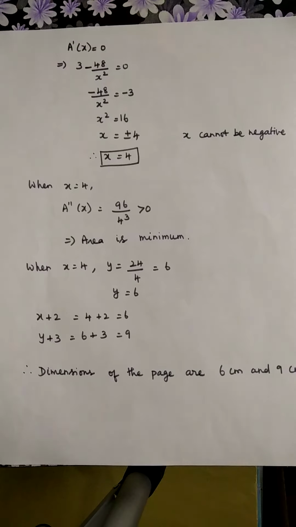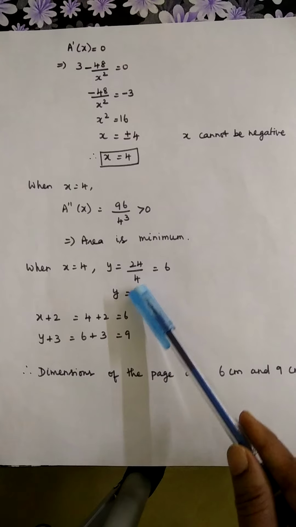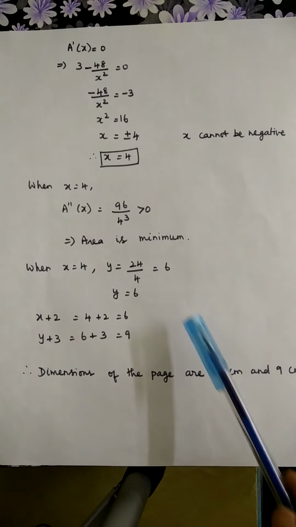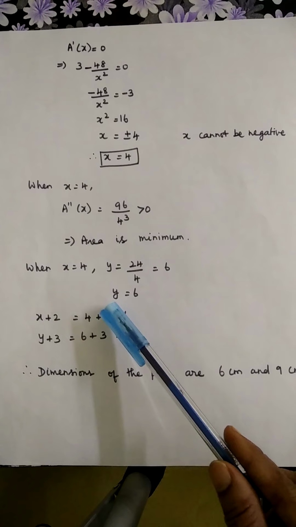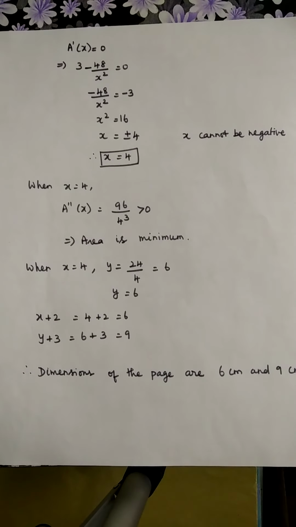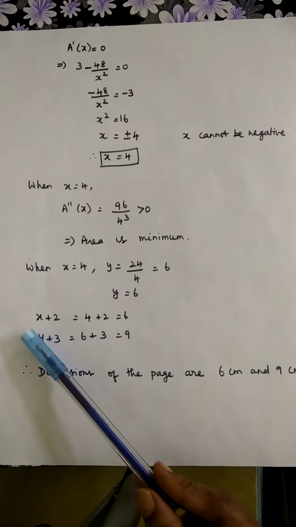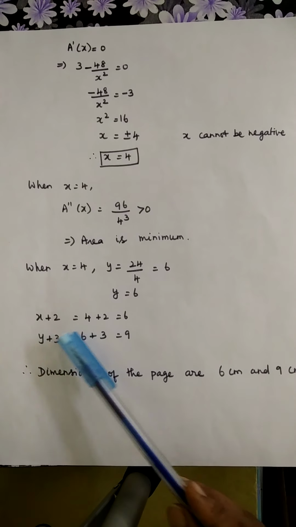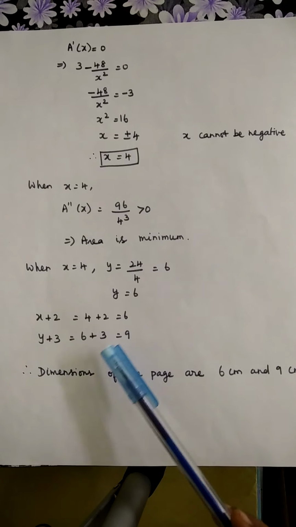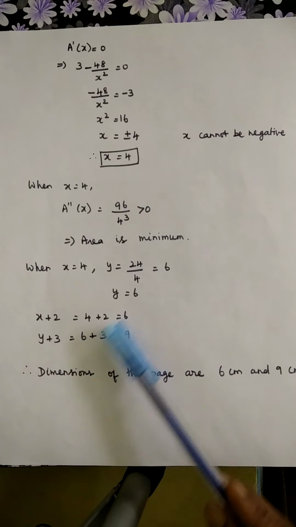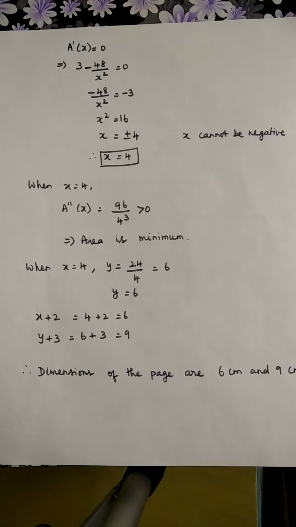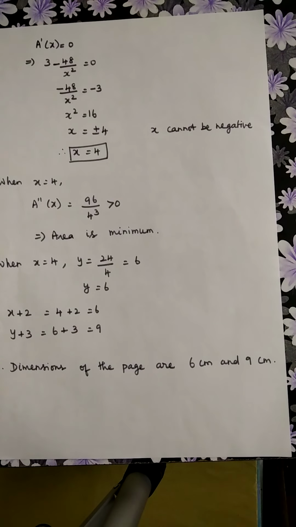When x equal to 4, y equal to 24 by x. So substituting for x, 24 by 4, that is equal to 6. X equal to 4, y equal to 6. Now we want to find dimensions of the page. Dimensions of the page are x plus 2, y plus 3. So substitute for x. X plus 2 equal to 4 plus 2, 6. And y plus 3 equal to 6 plus 3, 9. Therefore, dimensions of the page are 6 centimeter and 9 centimeter.